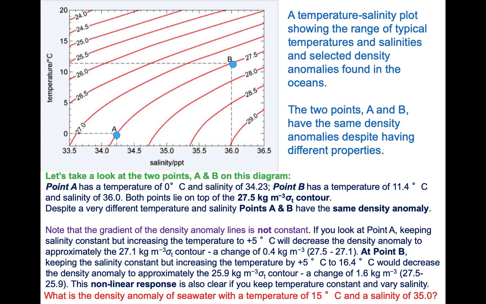If we change the physical properties of seawater, keep the temperature constant but change the salinity, or vice versa. So I am going to ask you to find out the density anomaly of seawater with a temperature of 15 degrees Celsius and a salinity of 35 per thousand using this diagram and see what you get. Okay.